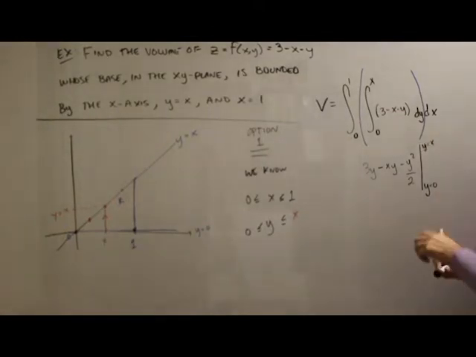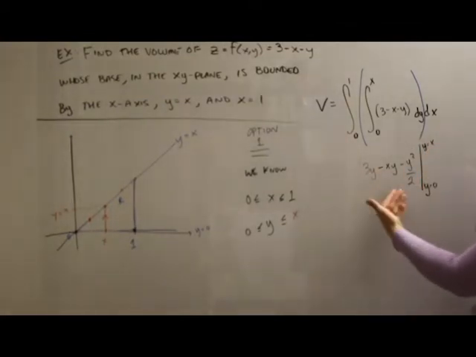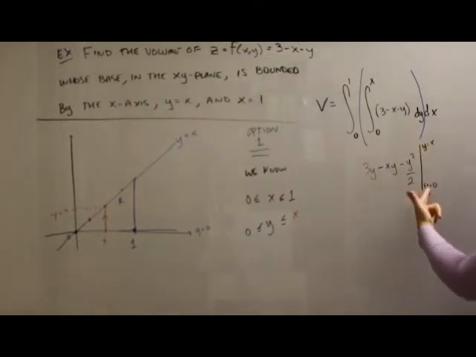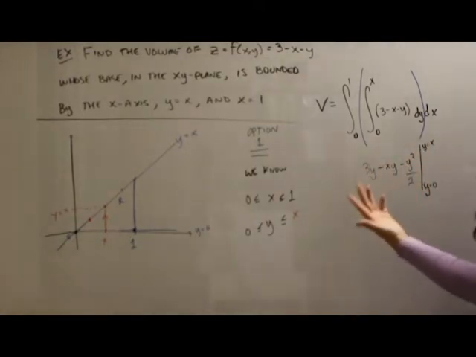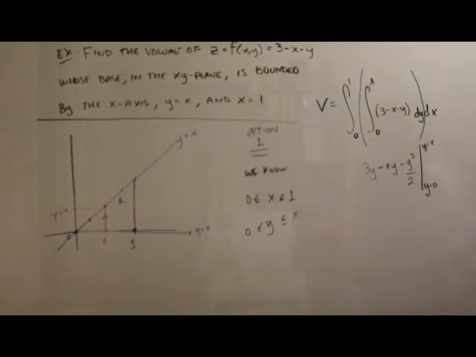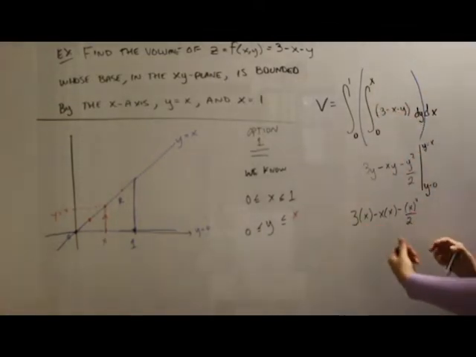Now I like to put my variable here for when I'm about to evaluate, because I don't want to get confused about where I'm plugging in. If I don't write this, I might accidentally plug it in for x, but it's actually going to go in all the places of the y values. So we get 3x minus x times x minus x squared over 2. And this is the inside integral evaluated.